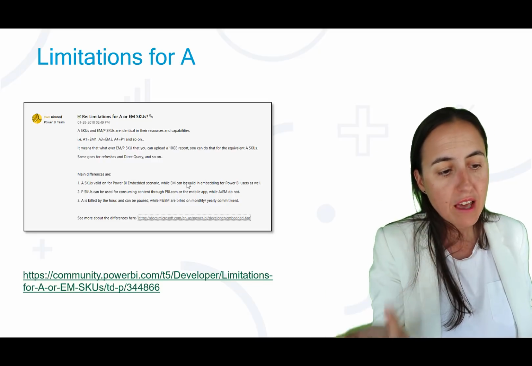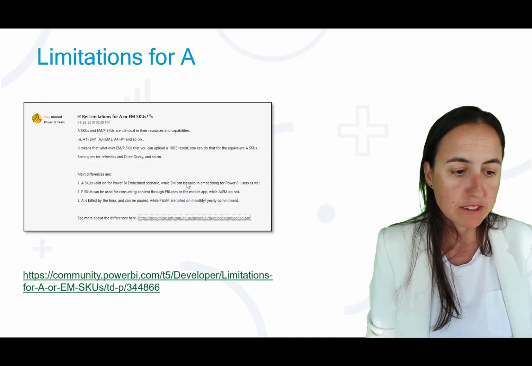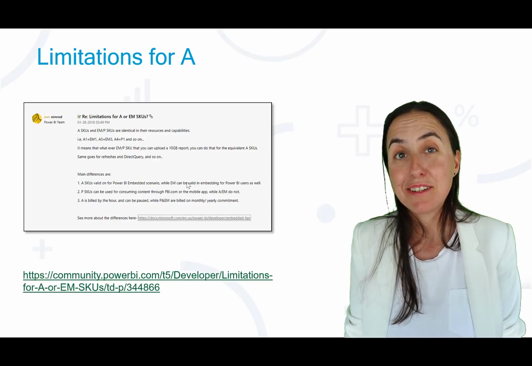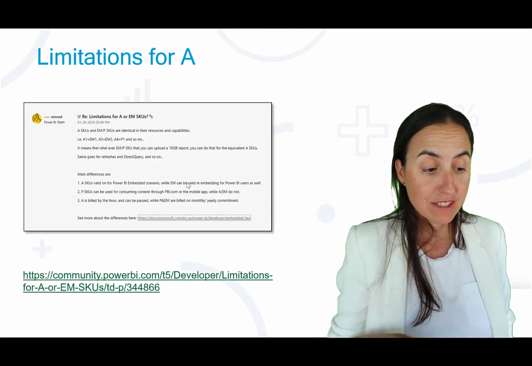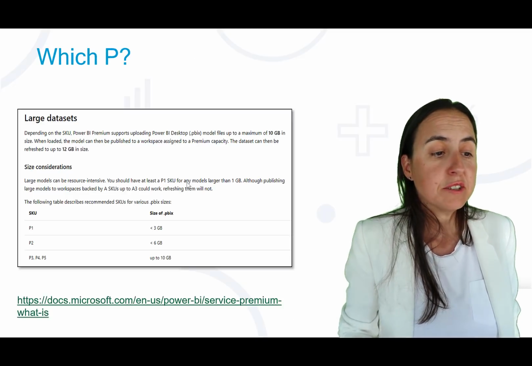And A is billed by the hour and can be paused, while P and EM are billed on a monthly basis or yearly commitment. So we discussed that too. So those are the main differences. You have a link there to this thread in case you want to read it yourself.